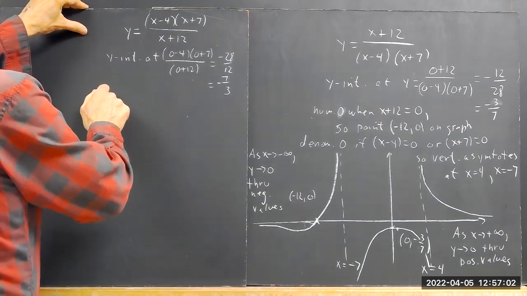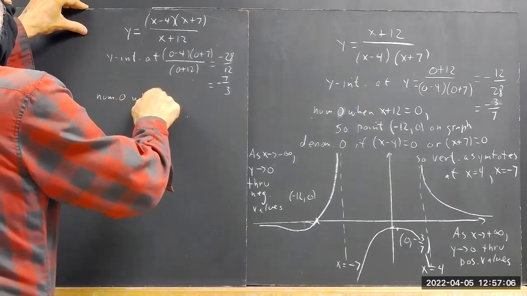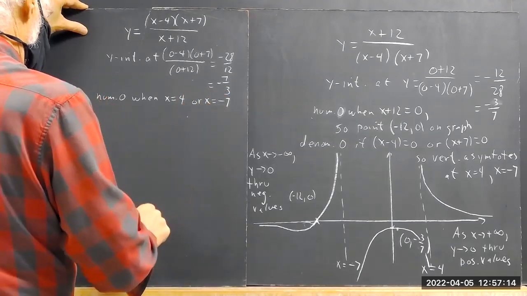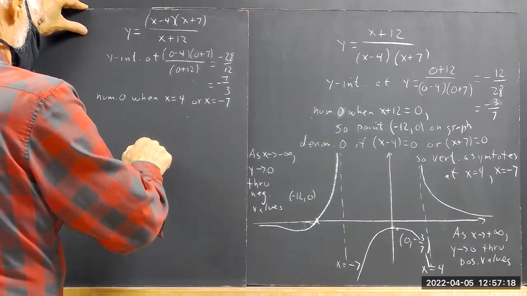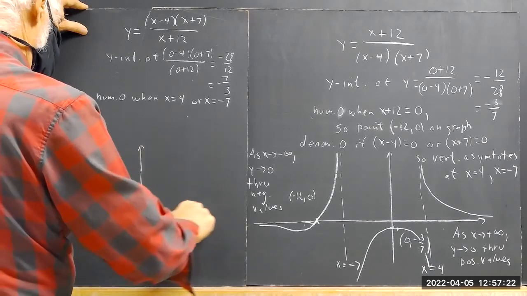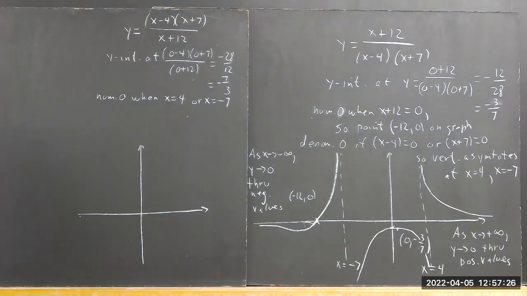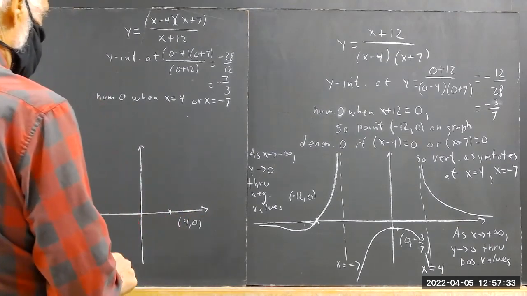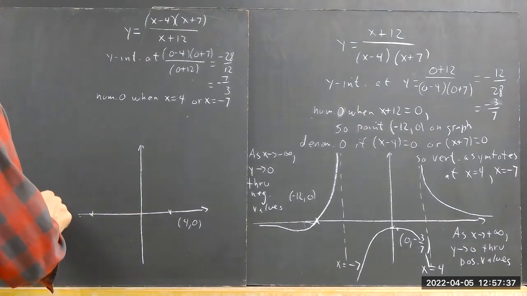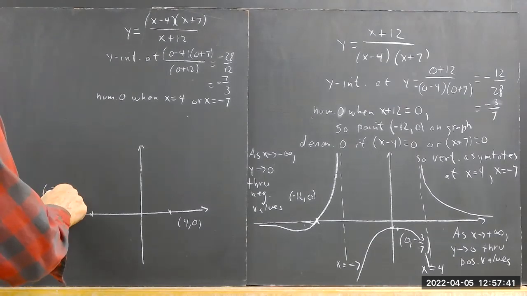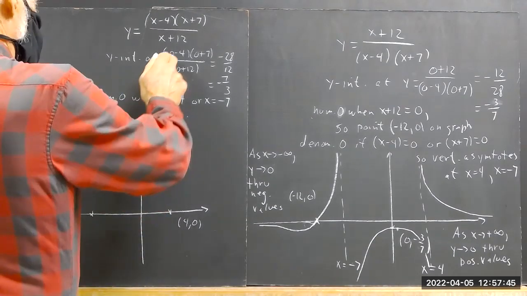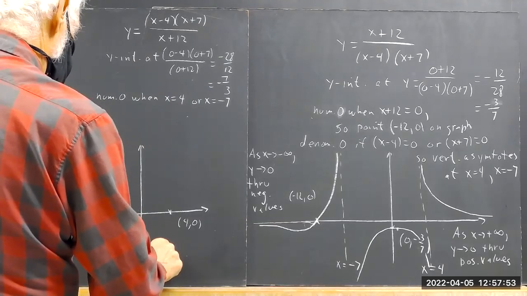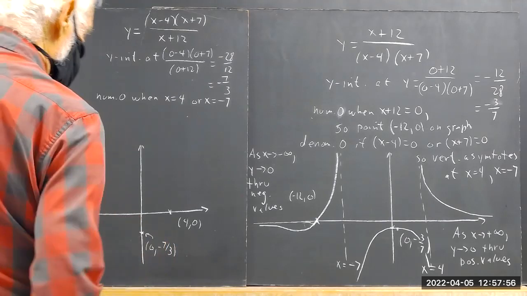So zeros there and there. So we can sketch the information that we have at this point. With x equals 4, we've got the point (4, 0). When x is negative 7, well, y is again 0. We have the point (-7, 0). And when x is 0, that gives you the y-intercept at negative 7/3. So we have the point (0, -7/3).